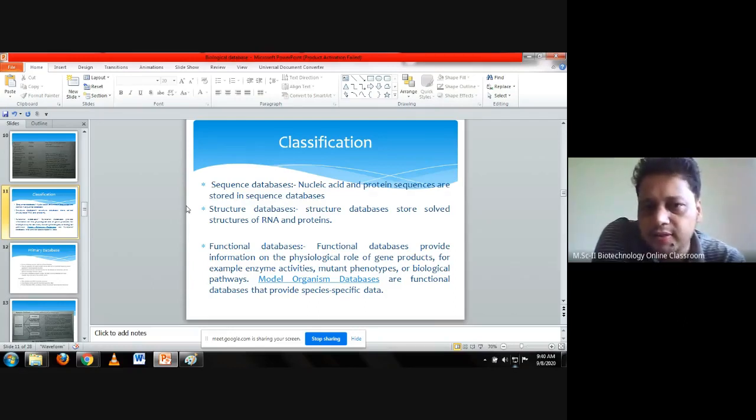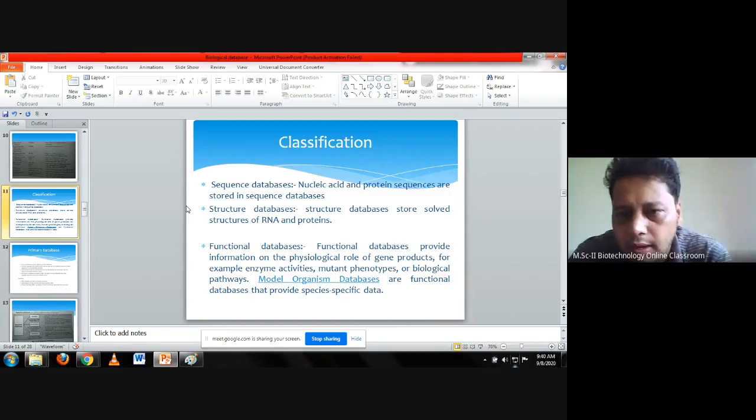So first is sequence database. This is a primary or simple one. First it is differentiated into sequence database. Now what will it contain? It will contain nucleic acid and protein sequences stored in the sequence. It is a normal sequence. ATGC, or amino acid sequence. Nucleic acid will be of RNA and DNA.